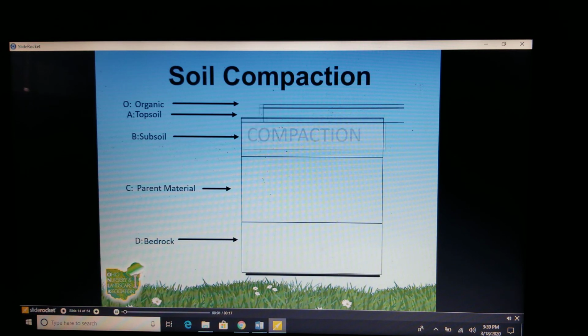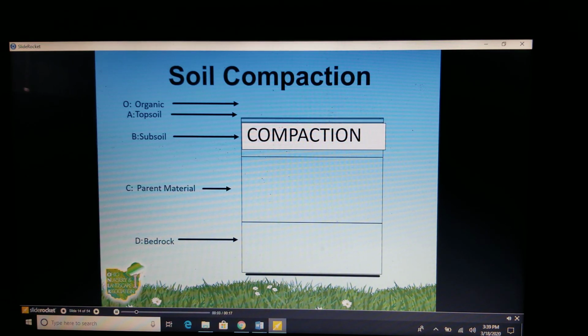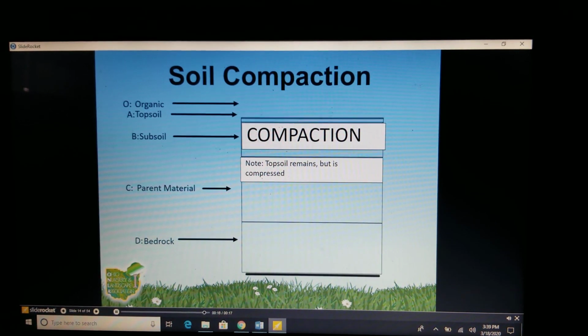What happens when soil is compacted? First, the topsoil is squeezed down, but note that the topsoil doesn't disappear. This is important to remember when we work to correct soil compaction. We still have everything that was there before, and all the organic and mineral components remain.